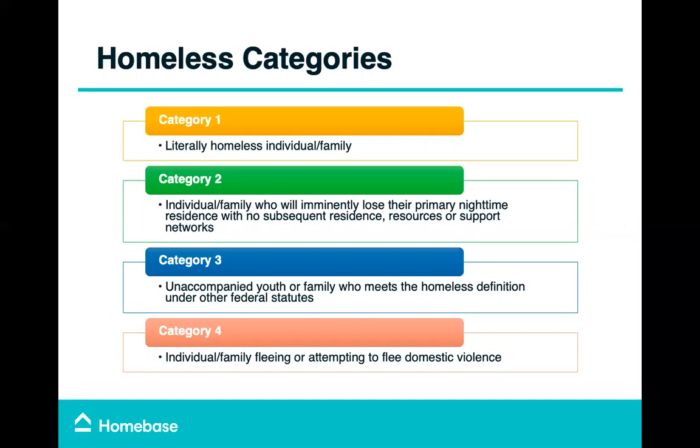And the term domestic violence here includes dating violence, sexual assault, stalking, human trafficking, and other dangerous or life-threatening conditions that relate to violence against the individual or a family member that might make them afraid to return to their primary nighttime residence. And on a later slide, that's spelled out as well. So today, we're only going to focus on documenting categories 1 and 4 because those are the 2 that you are most likely to need to document in San Mateo County.